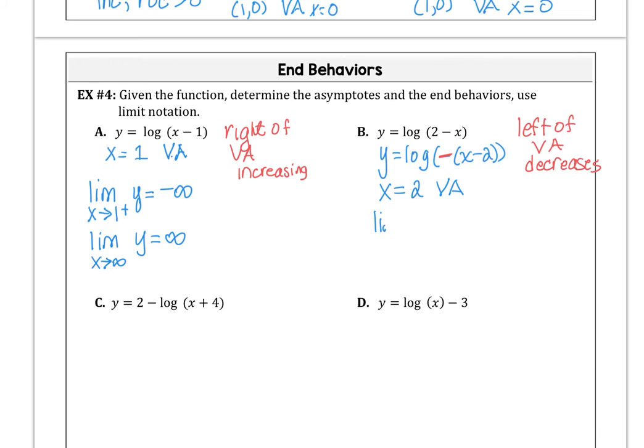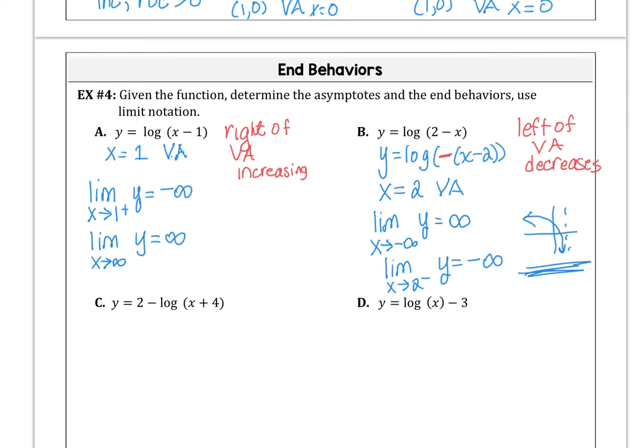We've got the limit as x approaches negative infinity on the graph of y is going to be unbounded upward, and then the limit as x approaches 2 from the left on the graph of y will be unbounded downward. And just so you get an idea of what my brain's thinking, the graph would look like that to me.